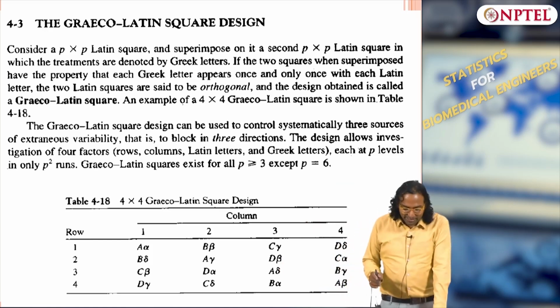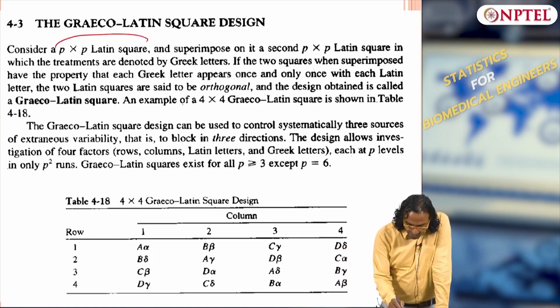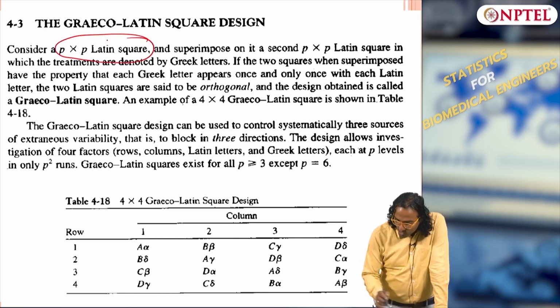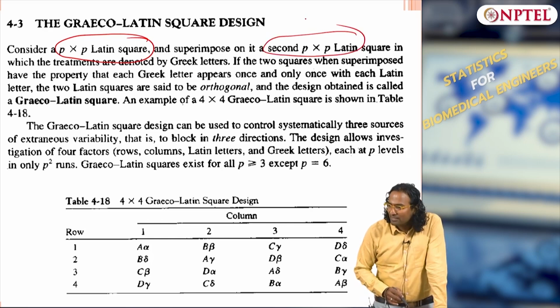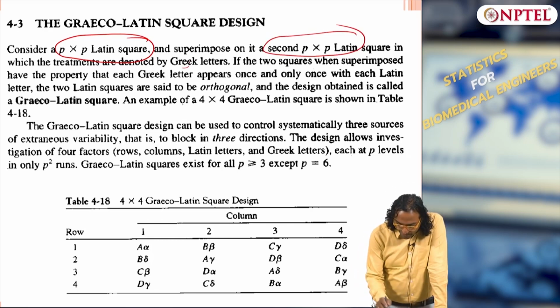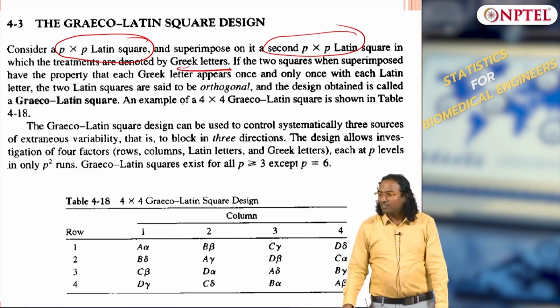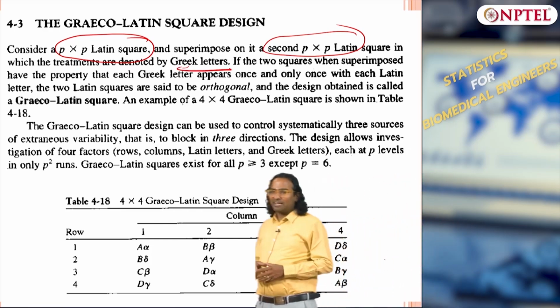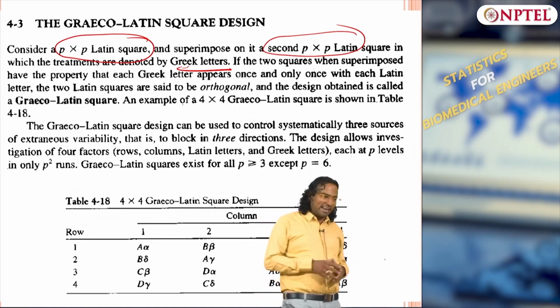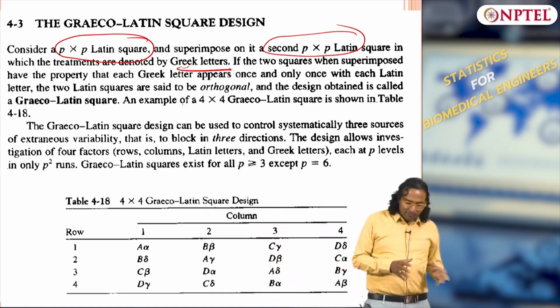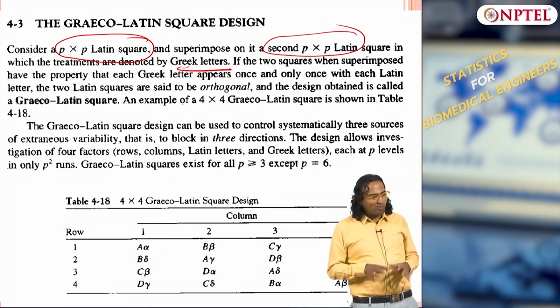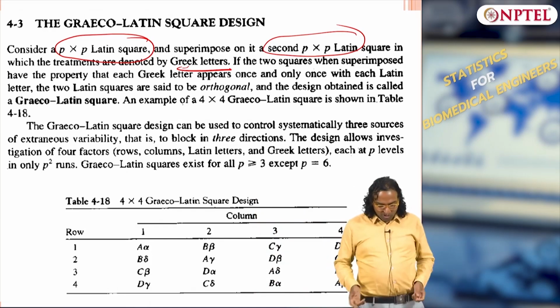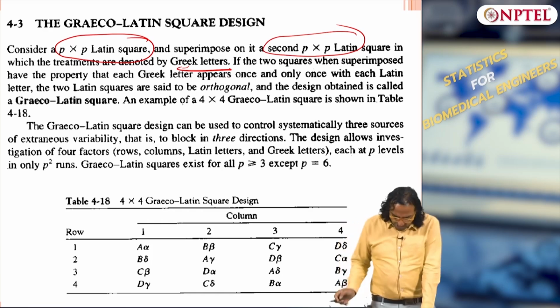The idea is you have a p cross p Latin square superimposed on a second p cross p Latin square, in which treatments are denoted by Greek letters. So you have one Latin square superimposed on the other Latin square. The second Latin square is nothing but treatments, and the first Latin square should have what I call the nuisance. So simple examples.